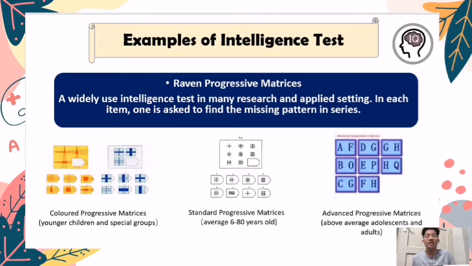How do we measure intelligence? One example of an intelligence test is Raven's Progressive Matrices, a widely used intelligence test in many research and applied settings. In each item, one is asked to find the missing part in a series. Examples are Colored Progressive Matrices, which is for younger children and special groups, Standard Progressive Matrices for ages 6 to 80 years old on average, and Advanced Progressive Matrices for above average adolescents and adults.